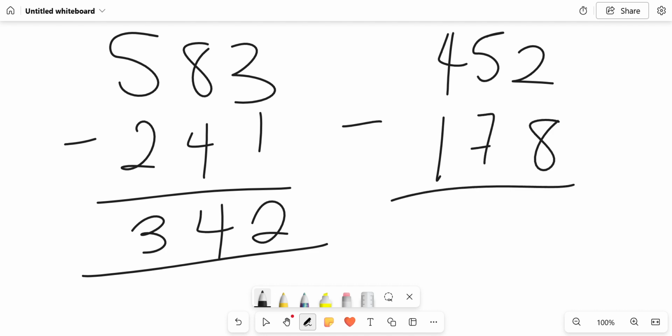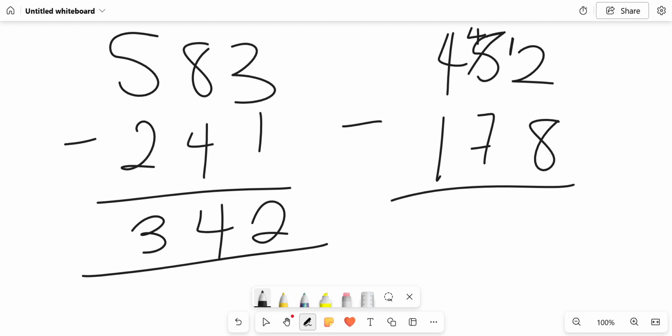Obviously, 452 is bigger than 178, but here, 8 is bigger than the 2, and the 2 cannot minus the 8. If you also notice, 5 is bigger than the 7, and the 5 cannot minus the 7. So what are we going to do? So this is what we call borrowing. So let's take, for example, we borrow 1 from this 5. That's 5 minus 1. So here will remain 4. Then the one we borrowed, we'll add it here. So this won't be 1 plus 2. It will now be 12.